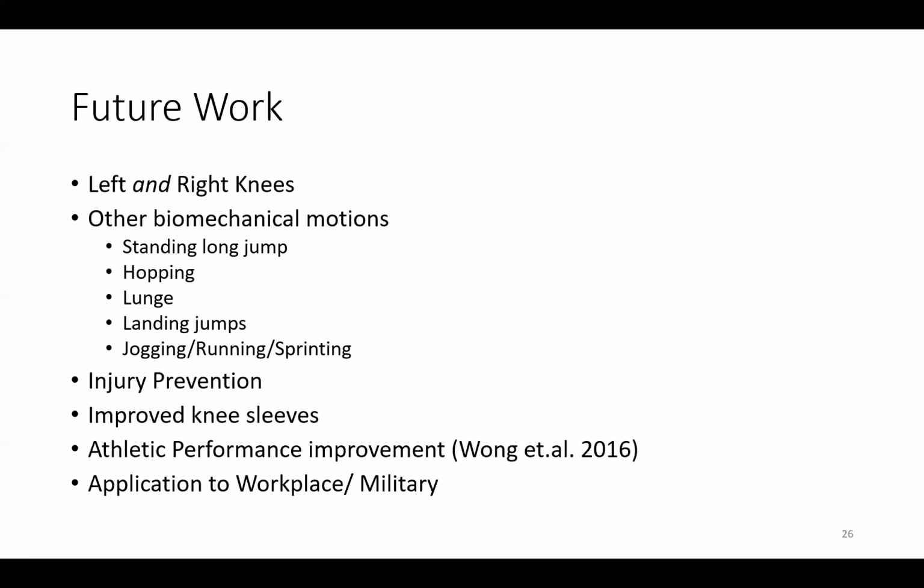So, does anyone have any questions? What type of models did you look at to figure out the app?